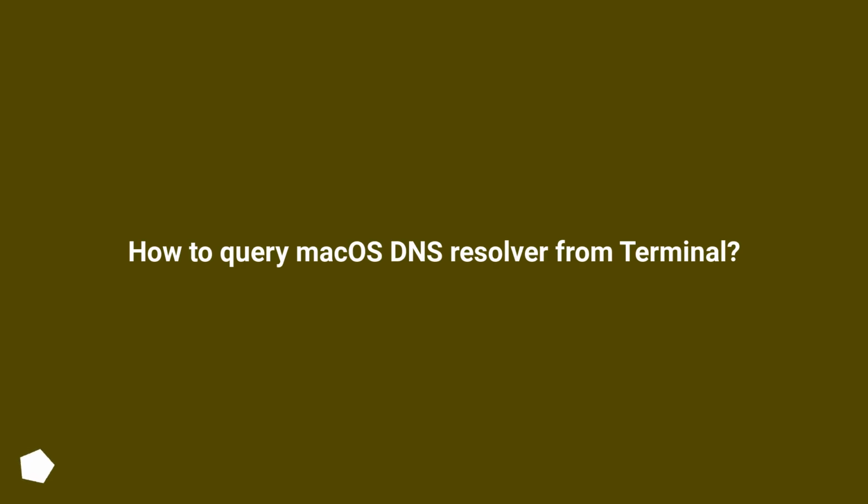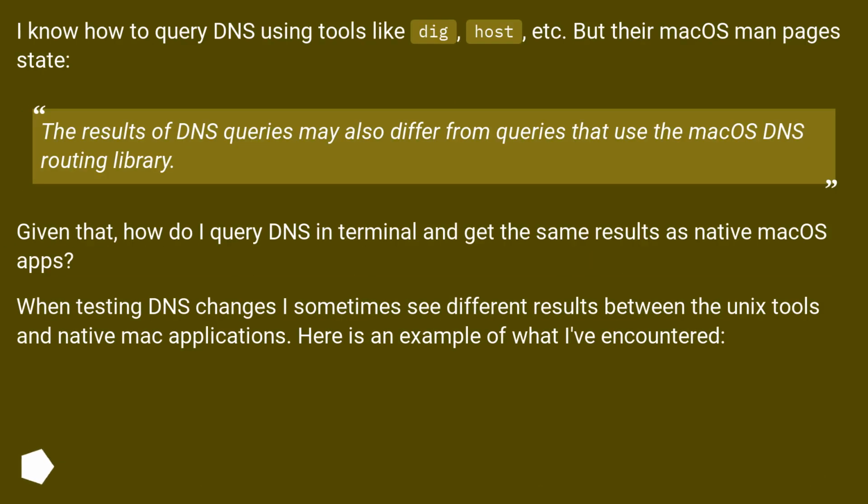How to query macOS DNS resolver from terminal? I know how to query DNS using tools like dig, host, etc., but their macOS man pages state the results of DNS queries may also differ from queries that use the macOS DNS routing library. Given that, how do I query DNS in terminal and get the same results as native macOS apps?